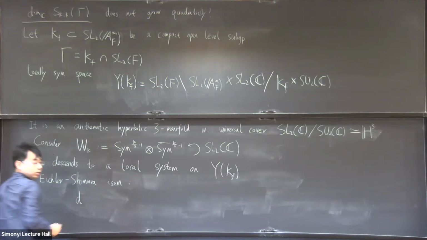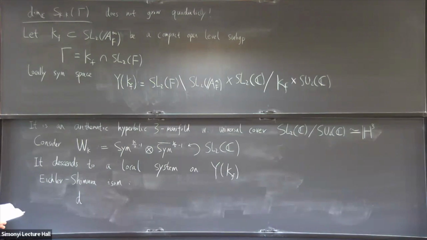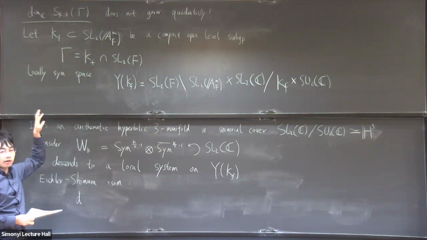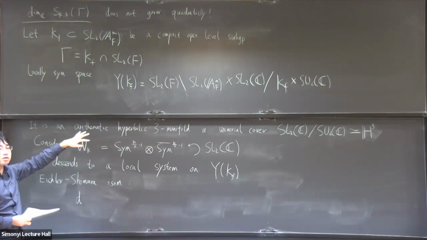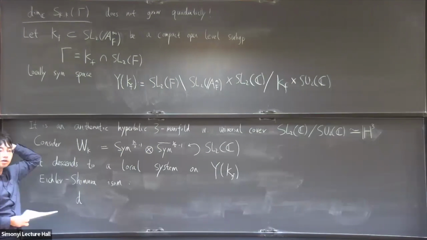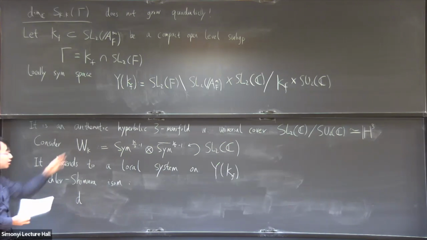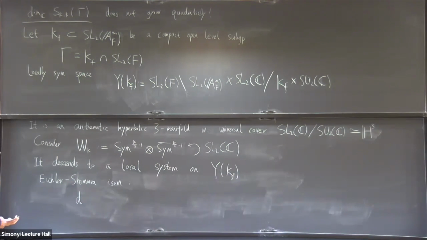I have a very naive question. In your definition of Y_K_f, why is there an SL2(C)? Because F is imaginary quadratic, so F infinity is identified with C. It's just a finite dimensional representation. Oh, I see, of course. Yes, this is a whole SL2(A_F).